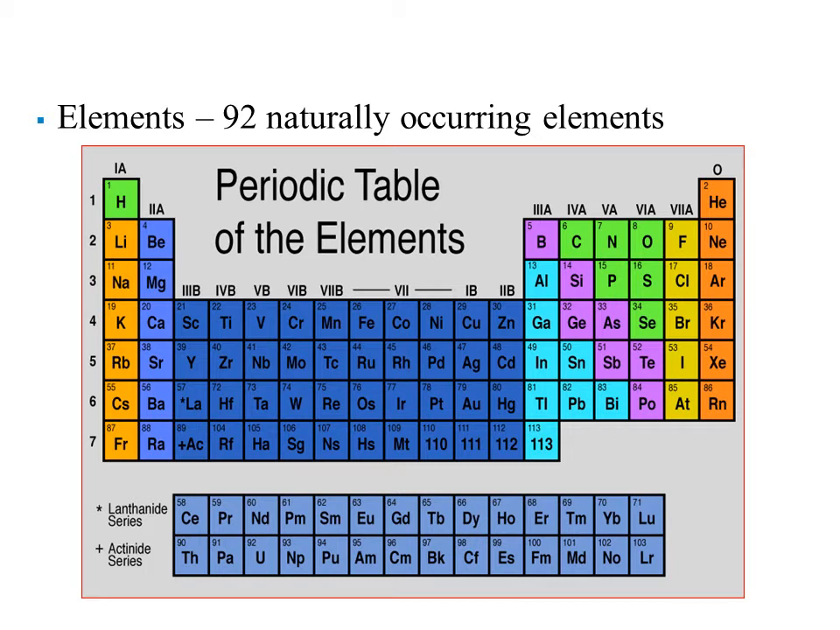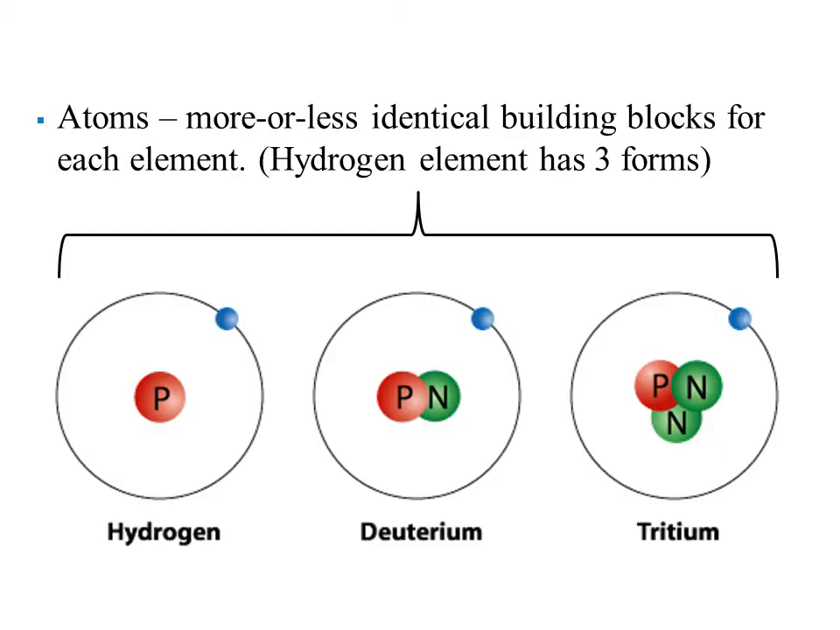These elements can be arranged into a table or a chart. This is called the periodic chart or the periodic table. In this table, you have 92 naturally occurring elements. Atoms are more or less identical building blocks from each element. So each element on the periodic chart is composed of atoms. It can be a diatomic atom or a polyatomic atom.